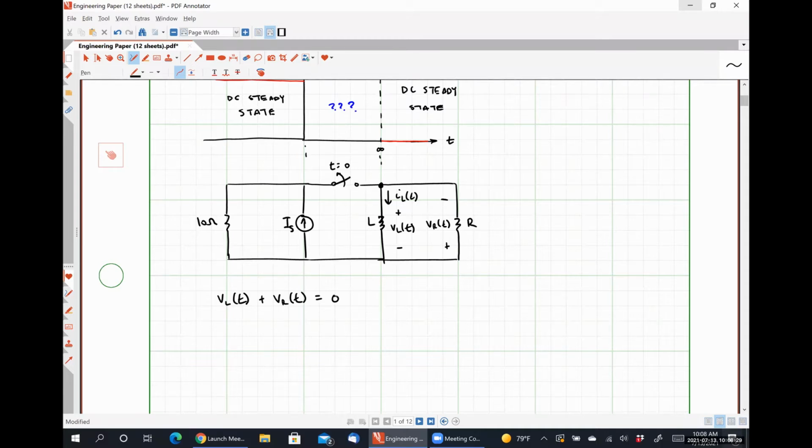And we can express both of those voltages in terms of that common current IL of t that's flowing around in that loop. Again, this is all happening after the switch is opened. So VL of t is going to look like L dIL/dt, and VR of t is going to look like R times IL of t. This equation is what's known as a first order homogeneous differential equation.